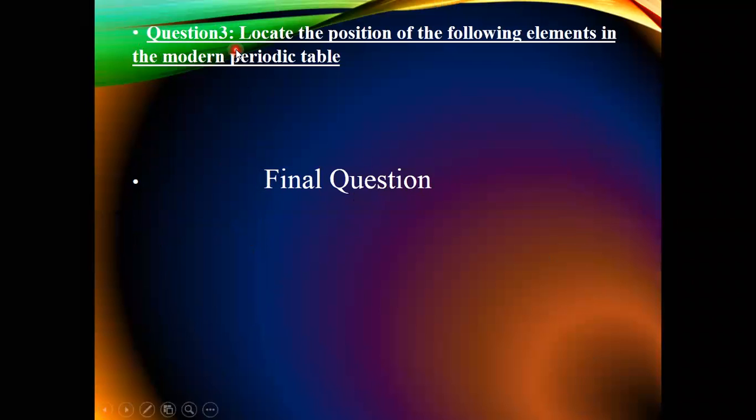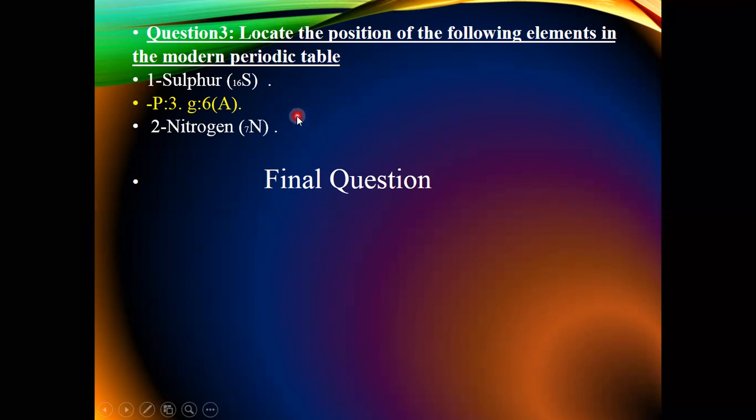Okay. Second part of this question: locate the position of the following elements in the modern periodic table. Sulfur 16. تعال نشوف السلفر 16. لو عملنا له configuration هيبقى 2 8 6، 3 energy levels يبقى period 3. 6 في outermost energy level يعني group 6A.